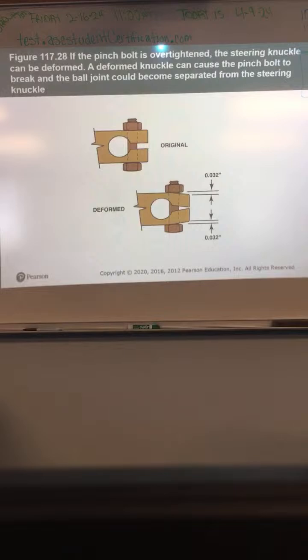Don't overtighten the pinch bolt. The steering knuckle can be deformed. It causes that pinch bolt to break, and the ball joint to become separated from the steering knuckle. Just don't squeeze it like you see on the bottom there, okay? You get the nut tight, and that's all you need to do. You don't need to kill it.